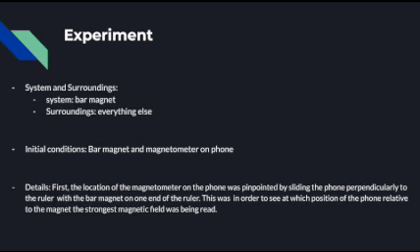And the details were that the location of the magnetometer on the phone was pinpointed by sliding the phone perpendicularly to the ruler, with the bar magnet on one end of the ruler. This was in order to see which position of the phone relative to the magnet gave the strongest magnetic field reading. So this is the experiment.